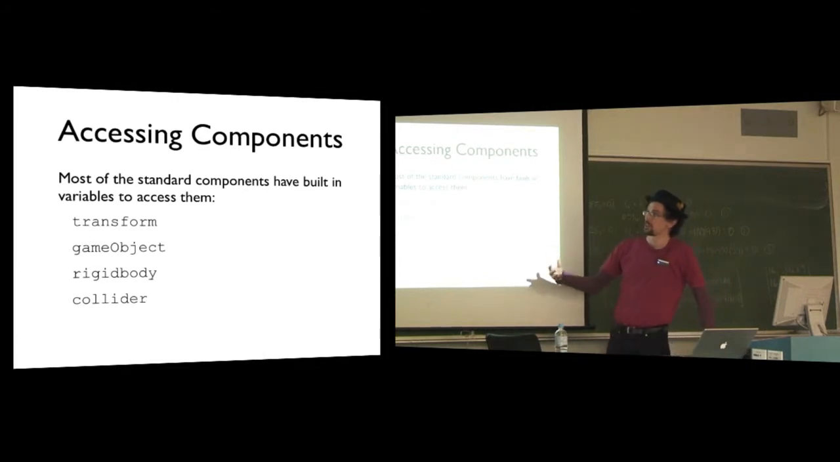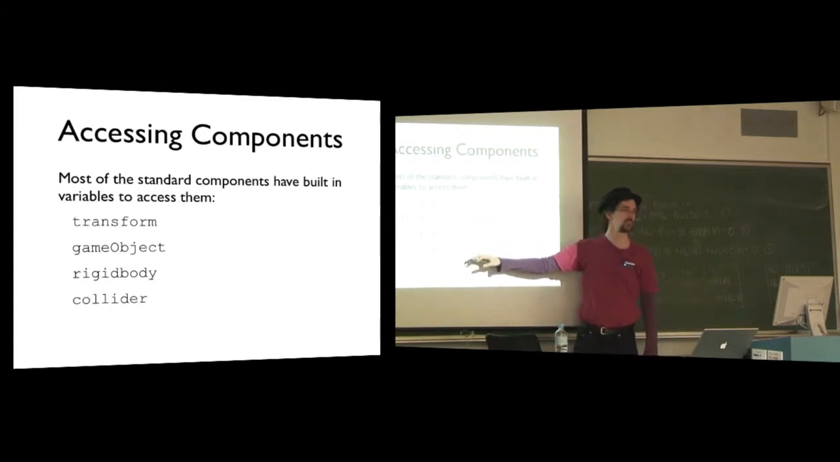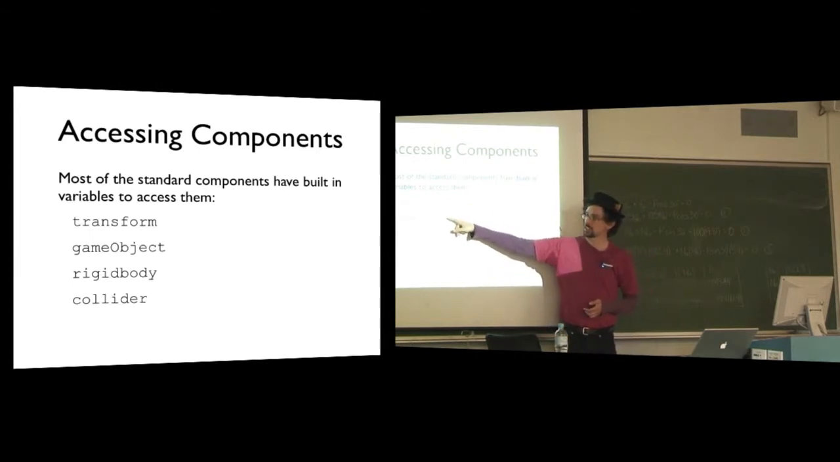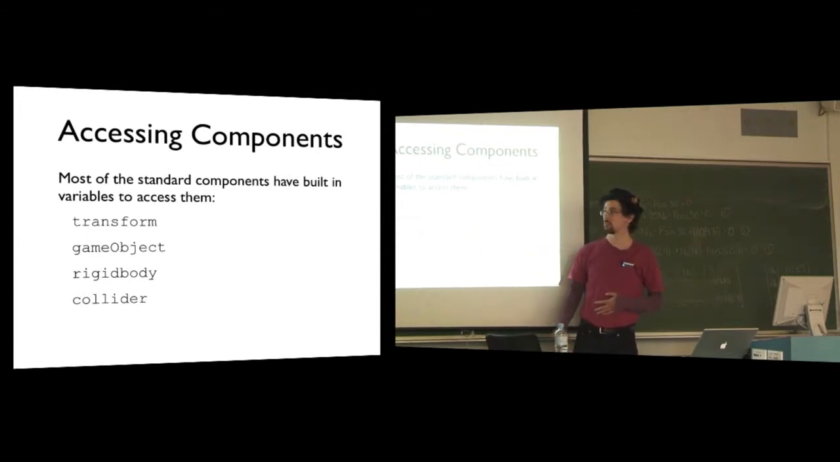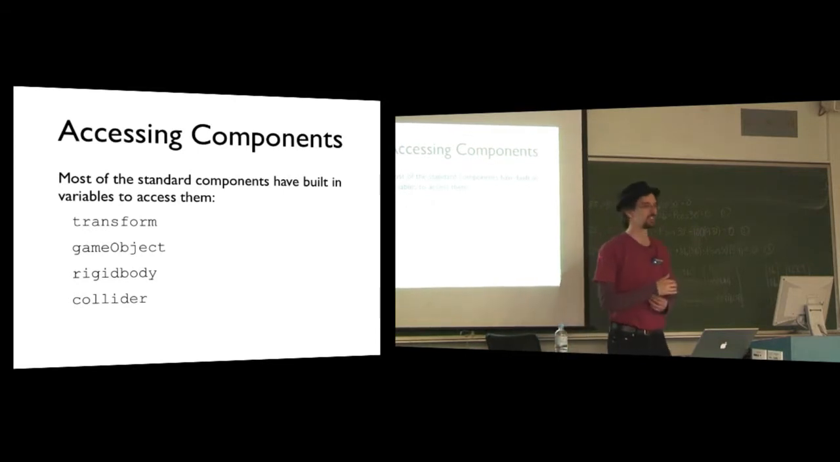Most of the standard components that Unity provides, such as the transforms, the game objects, and we'll look later at rigid bodies and colliders, have existing variables on them. So you don't need to say GetComponent Transform, you can just refer to transform, which is what we've been doing so far. Any game object can also have a gameObject variable which usually points back to itself. A transform has a gameObject variable too, so it points back again. We'll also look at using the rigidbody and collider variables, but this means that for the commonly used ones, you don't have to keep saying GetComponent. There's just a variable for it.